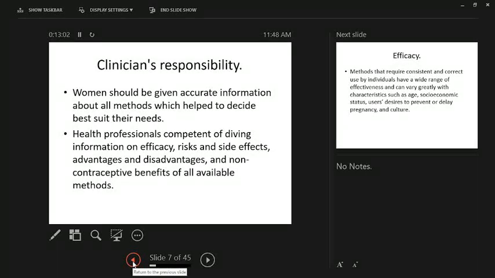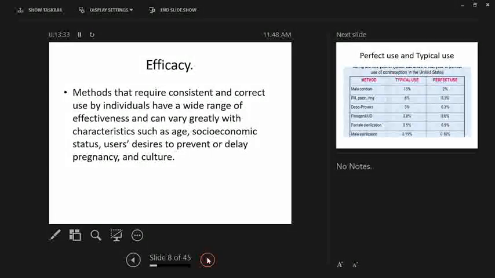As clinicians, what is our responsibility? Women should be given accurate information about all methods, which helps them decide what suits their requirements. Health professionals should be competent in giving information about the efficacy, risks and side effects, advantages and disadvantages, and at the same time the non-contraceptive benefits of available methods.